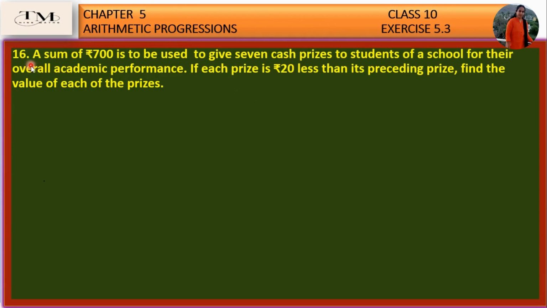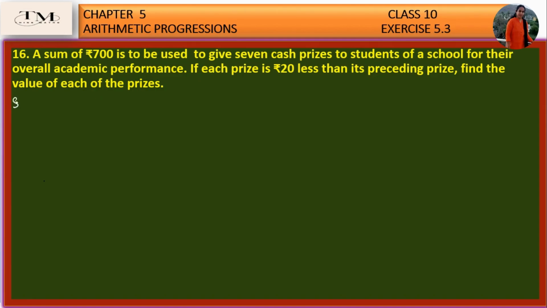So, question number 16. A sum of rupees 700 is to be used to give 7 cash prizes to students of a school for their overall academic performance. If each prize is 20 less than its preceding prize, find the value of each of the prizes.